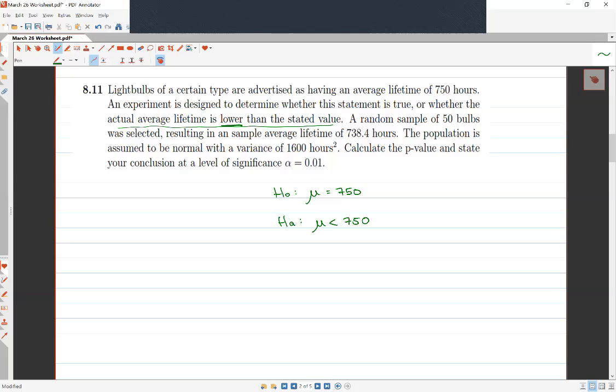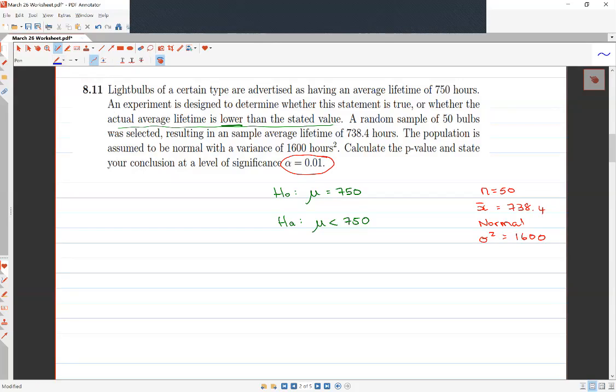Now, if we look at the data that we've collected, we have a sample of size 50. In our sample, we observed an average lifetime of 738.4 hours. We assume that the population is normal and that it has a known variance of 1600 hours squared. And we want to calculate a p-value and then reach a conclusion at a level of 1%, or alpha equal to 0.01.